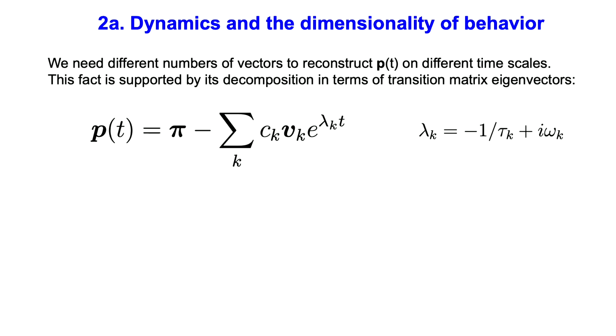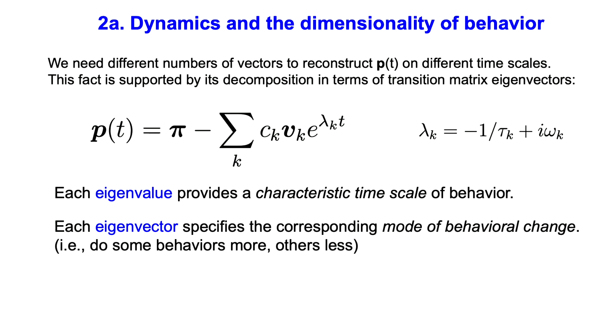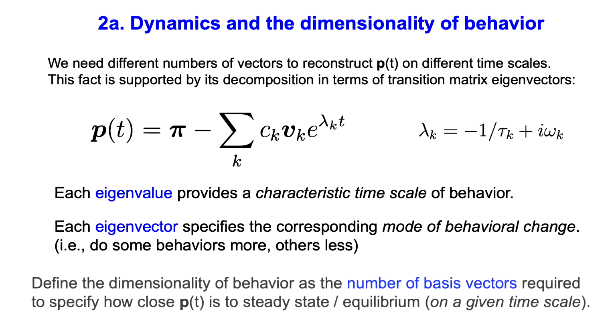So you can think about this more generally. In general, something called the Perron-Frobenius theorem allows you to deconstruct this p vector in terms of the eigenvectors and eigenvalues of the transition matrix. And what I think is interesting is that these eigenvalues tell you something about the fundamental timescales of behavior, and the eigenvectors tell you something about the characteristic ways that behavior changes over time. So one way to define dimensionality that I think is interesting is in terms of the number of basis vectors you need to specify how close you are to equilibrium.